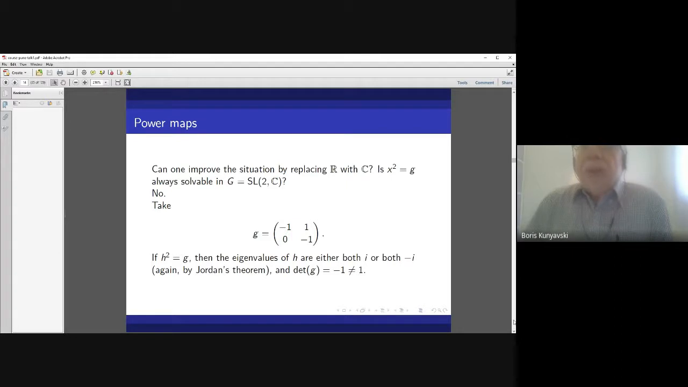Here is a counterexample. We consider the following upper triangular matrix. We assume to the contrary that there is H such that H squared equals G. Then again, by the same Jordan's theorem, its eigenvalues must be either both equal to i or both equal to -i. They must be equal. One Jordan block is seen here. And in both cases, we have the determinant which is equal to -1 and not to 1. So it's a contradiction. Again, we see that the equation is unsolvable.